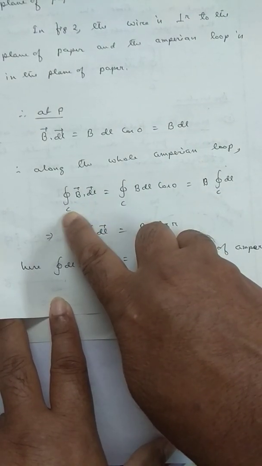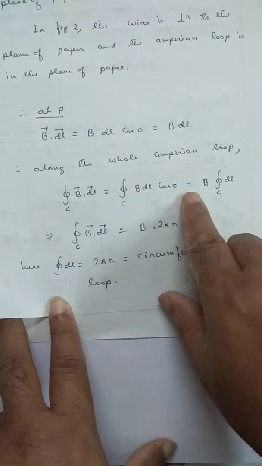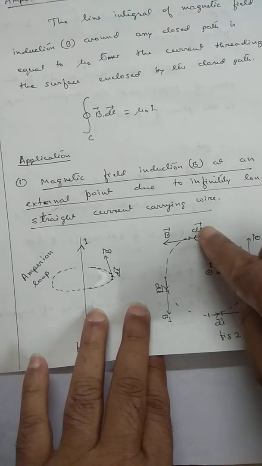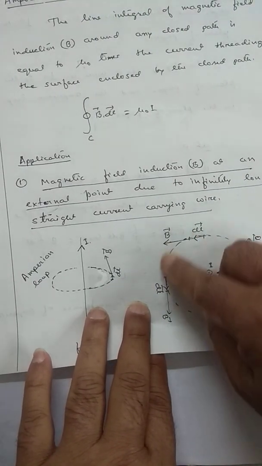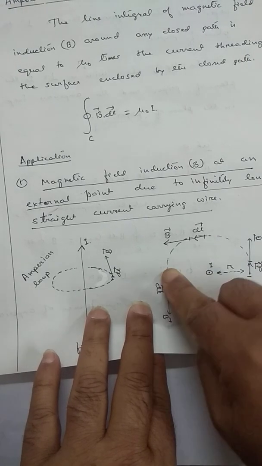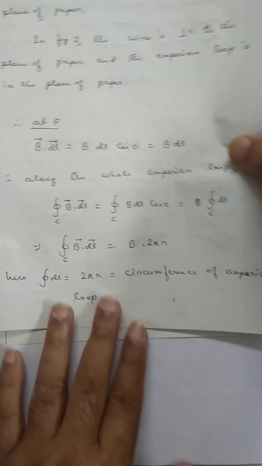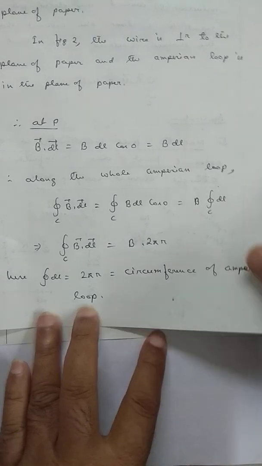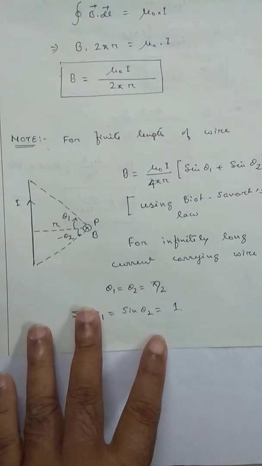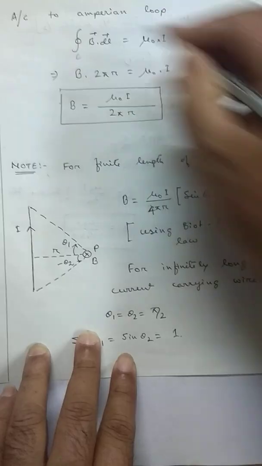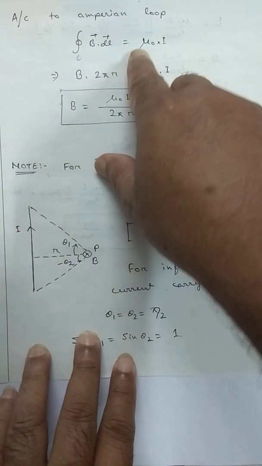Therefore, around the entire Amperian loop, what is B dot dl? B dot dl is B times the integration of dl; B comes outside the integration. Why? Because at every point the value of the magnetic field is constant, since I consider the Amperian loop as a circular one. Circle means equal distance from the center, and at equal distance the value of B will be constant. So the integration of dl means 2 pi r, the circumference of the Amperian loop. So what does the law say? The law says B dot dl around the closed loop C is equal to mu 0 I.